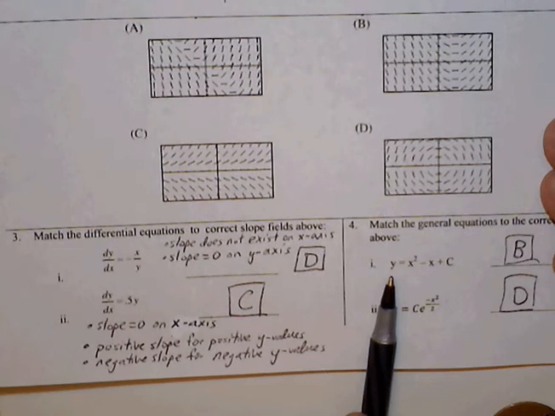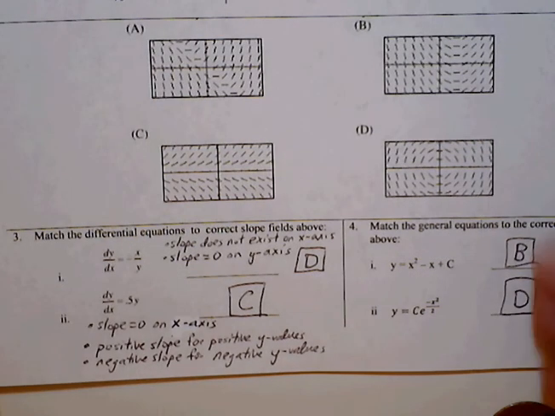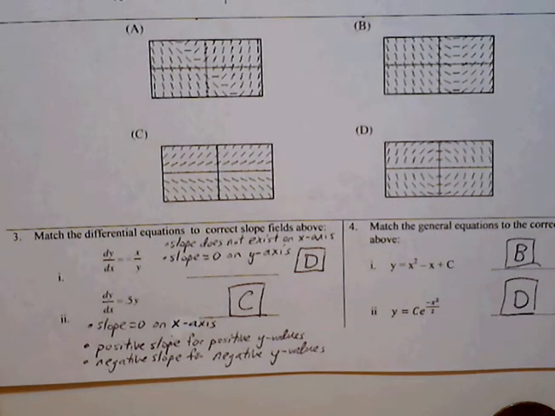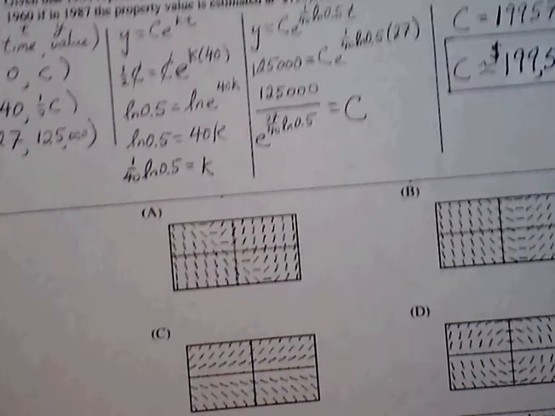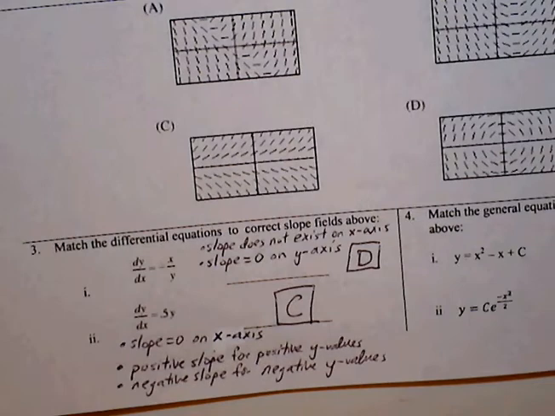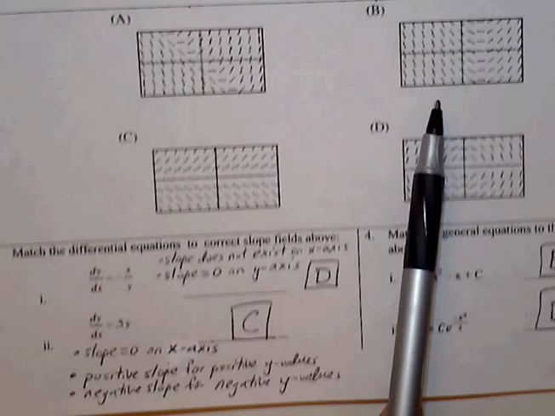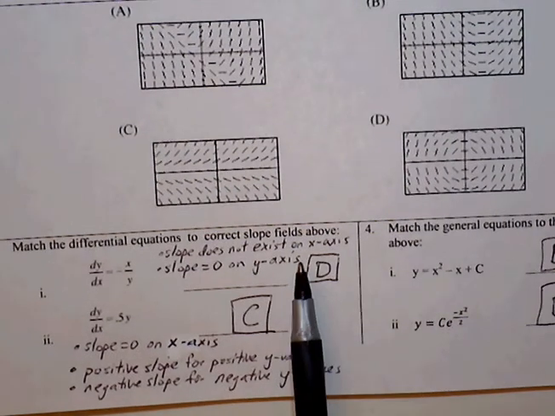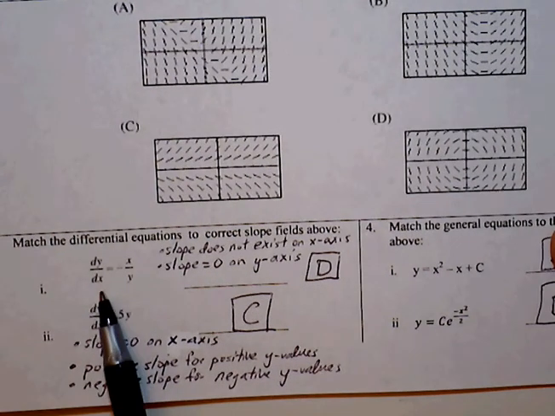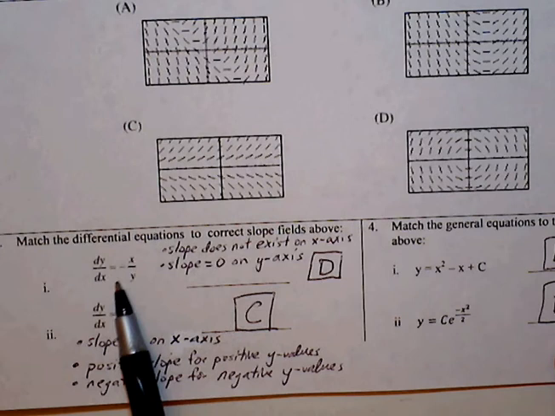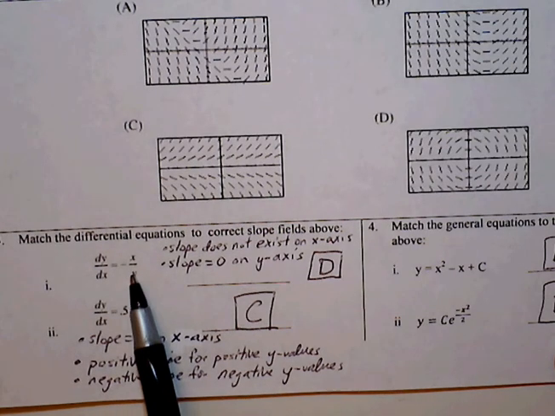All right. Number 3, match the differential equation to the correct slope field. Okay. So we have choices in front of us, A through D. So number 3, part 1, we have dy over dx equals negative x over y.